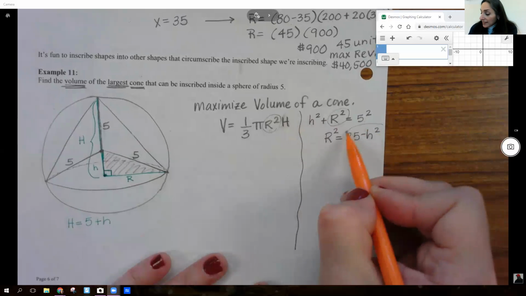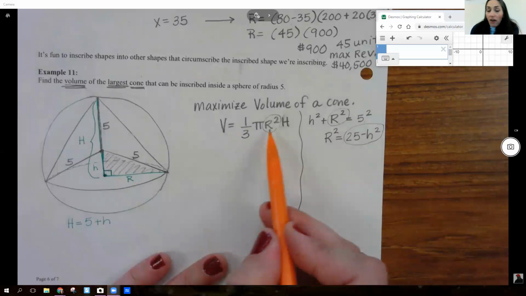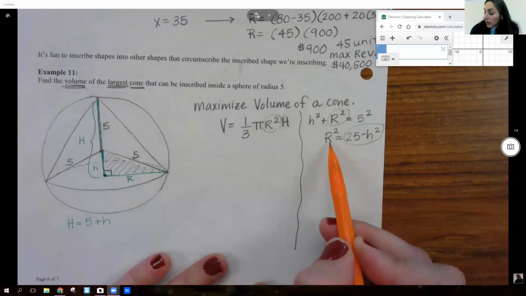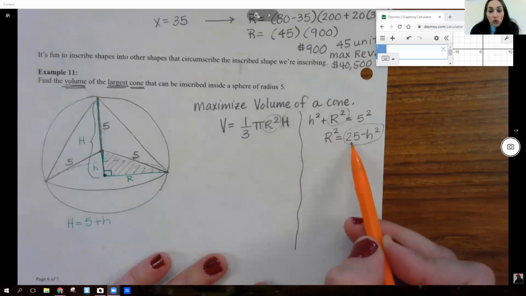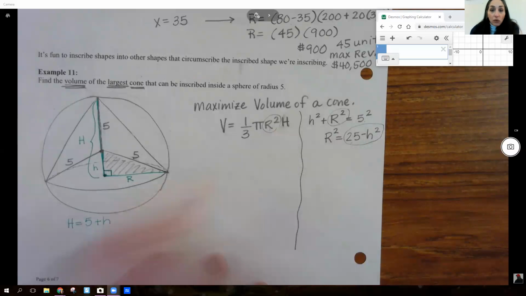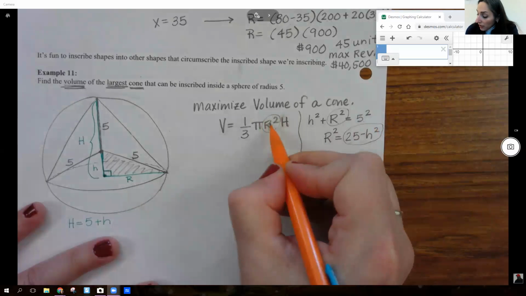And take this, don't worry about taking the square root. It's not worth it because you have an r squared right here. So just keep it r squared and take all of this, 25 minus h squared, and put it in for the r squared. And then you'll be all taken care of with that. So take this and plug it in right here.